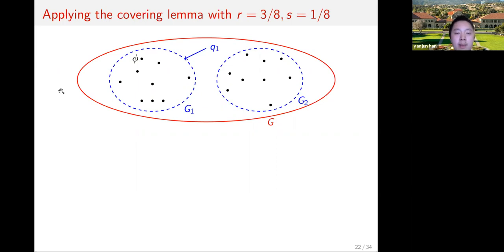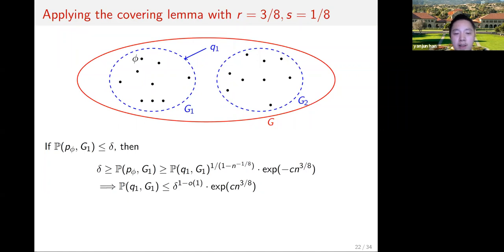And the main proof idea will go as follows. We will first move from each PML distribution P phi to its quantized distribution Q1. And then we move back from Q1 to the true distribution P. The first step, where we move from P phi to Q1, is called the going down process. And the next step is called the going up process. The going down process is very easy to understand because P phi and Q1 are close. So by the approximation property, we will have an upper bound of the probability of G1 under Q1 by the probability of G1 under P phi. So this is the going down process.